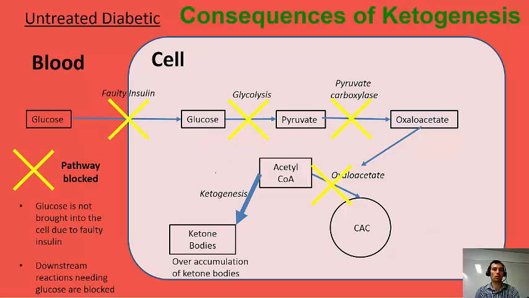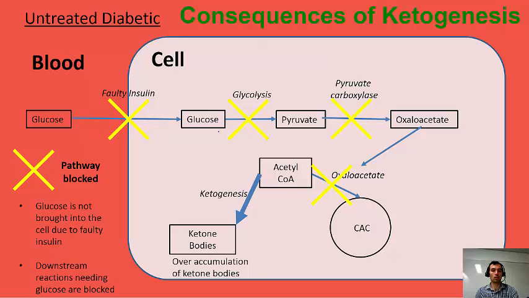However, if you're an untreated diabetic, things are vastly different. If you're an untreated diabetic and you've taken in a carbohydrate-rich meal, you've got glucose in your blood. However, the insulin that diabetics have may be faulty, or the cells may not be responding to it. So these are problems we have in diabetic individuals. Basically, because there's something wrong with insulin or insulin recognition processes, the glucose does not enter the cell. That's why we've got this cross here. So faulty insulin means that the glucose does not enter the cell.